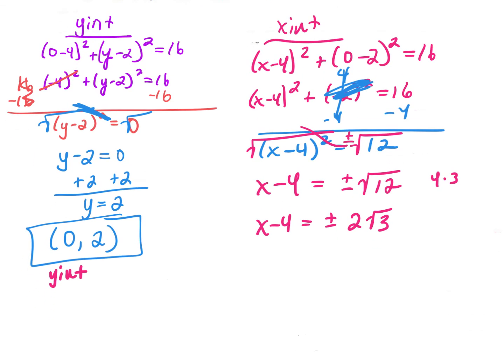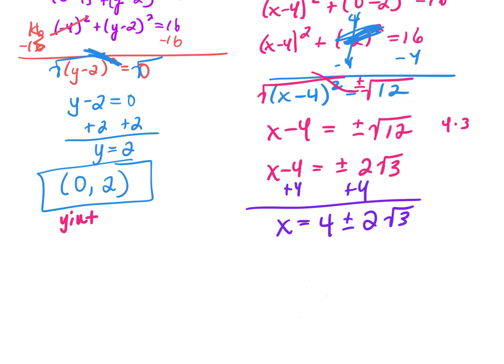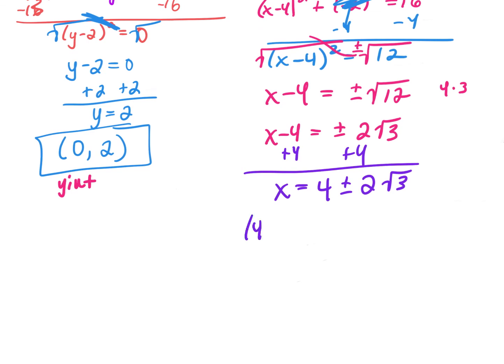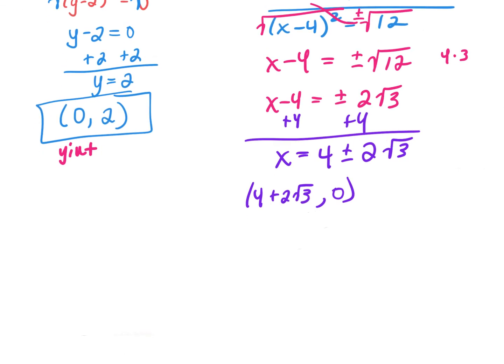Good. Now I have one more step because x is not by itself yet. So what should I do? We're going to add 4 to both sides. And again, we want these written, guys. Put the 4 first. We want this written as ordered pairs. How many x-intercepts are there here? How do you know there's 2? Because of the plus and minus. This would be written as 4 plus 2 root 3, comma 0. And what else? 4 minus 2 root 3, comma 0.